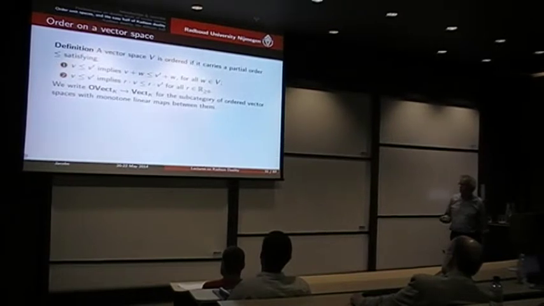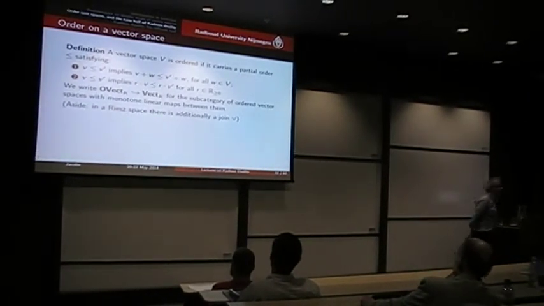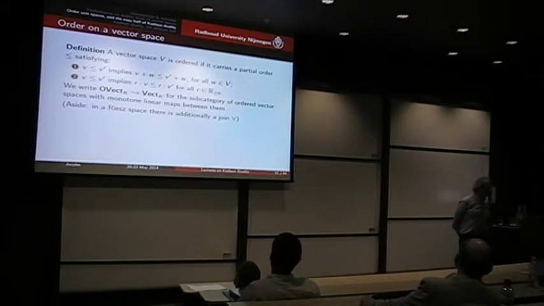And in this context, probably good to mention that the Riesz space, if you're familiar with this notion, is an order vector space which additionally has a join, and I'll probably briefly talk about Riesz spaces also tomorrow.